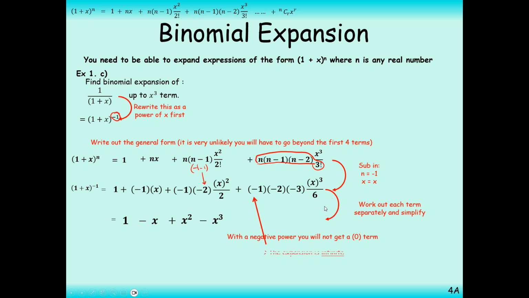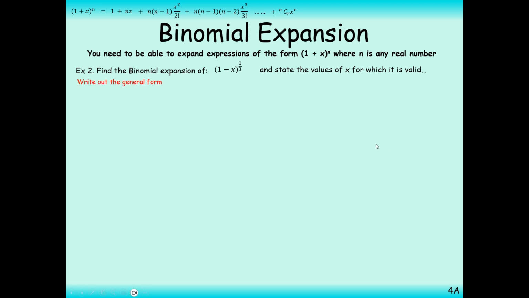Alright, so let's look at example number 2. This expansion is infinite, and we actually will be asked to say for what values of x this expansion is valid. Let's look at it in the next example. So, in this question, we've been asked to find the binomial expansion of 1 minus x raised to the power of a third, and also state for what values of x this expansion is valid, because it wouldn't work for any value of x. I'll show you why.